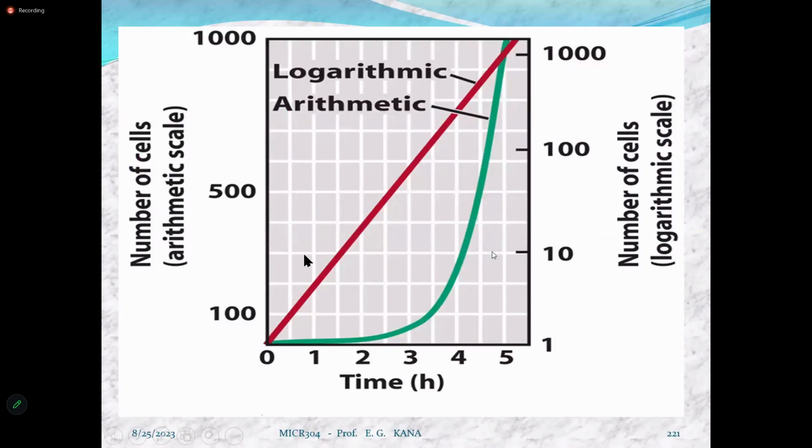Just like I said previously, if you plot the log of cell number versus time, you're going to have something resembling a straight line. However, if you plot the arithmetic number of cells without finding the log value against time, you're going to have this kind of shape, the green one.